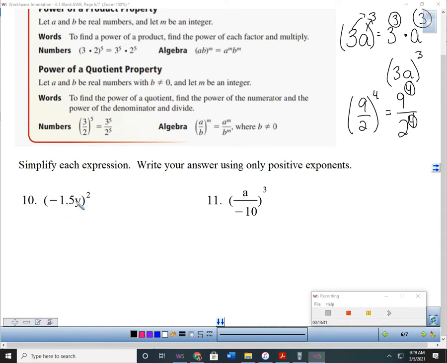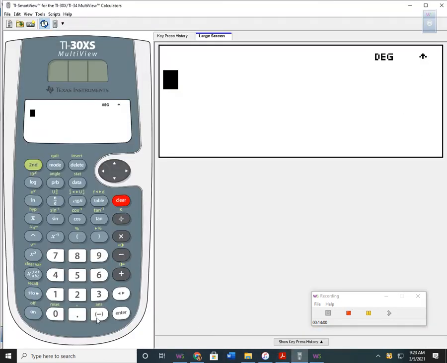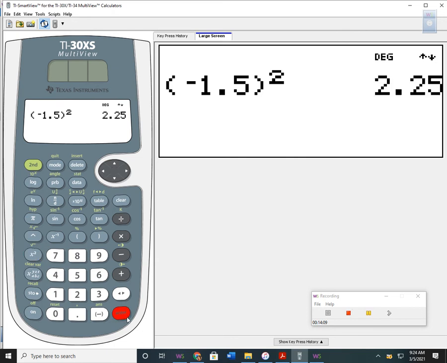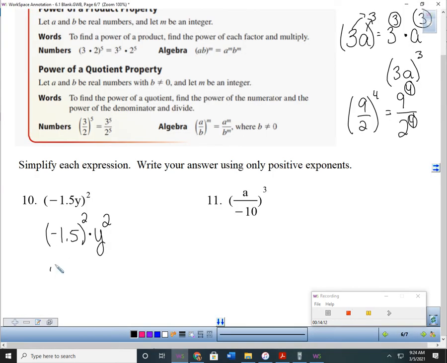So if you look at number 10, it says write your answer using only positive exponents. I have 2 things I'm multiplying here, and I'm raising them to the 2nd power. So I have a negative 1.5 raised to the 2nd power, and then that's the same thing as taking the y to the 2nd power as well. I'm multiplying those. So if I take negative 1.5 and square it, let's go ahead and do that just for kicks and giggles. Make sure you have parentheses around it. Negative 1.5, square that. You get 2.25 y to the 2nd.